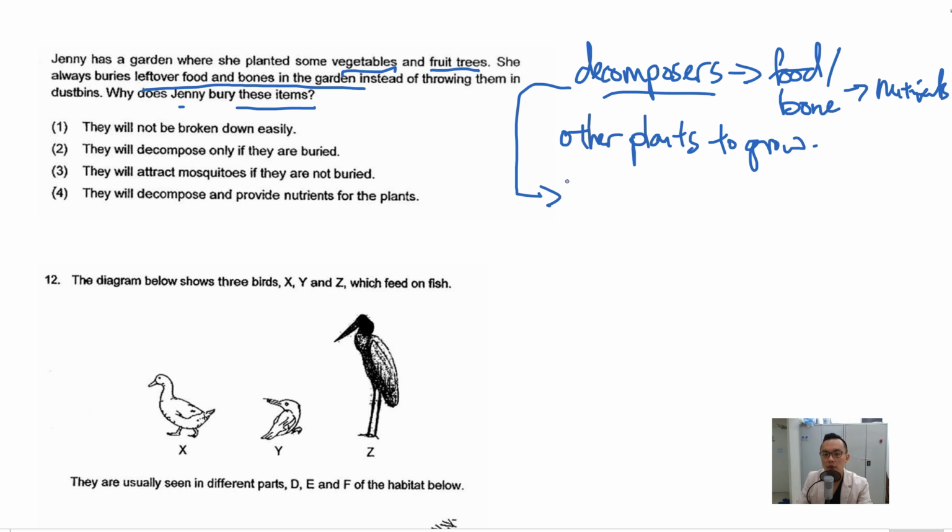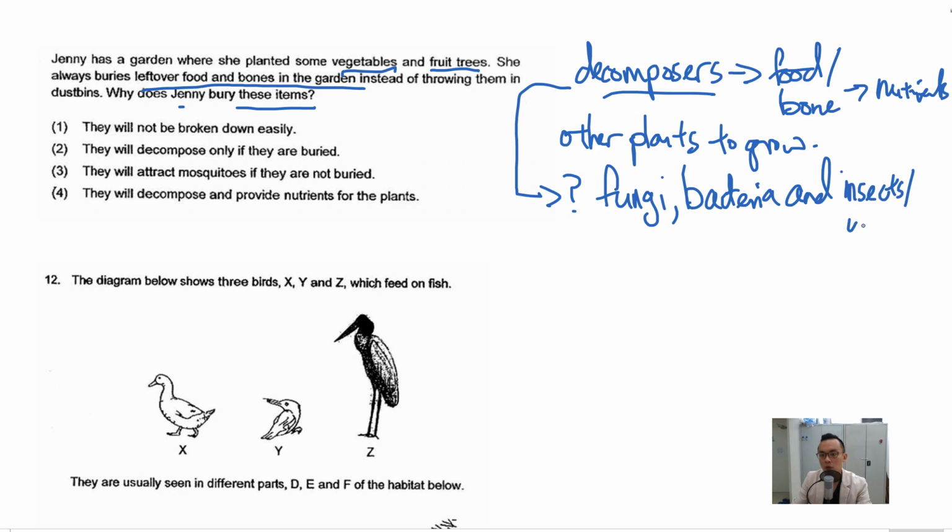What do decomposers consist of? What kinds of things are called decomposers? They are fungi, bacteria, and insects. All right, so insects, worms, fungi, bacteria, they all help to decompose food. So why does Jenny bury these items?